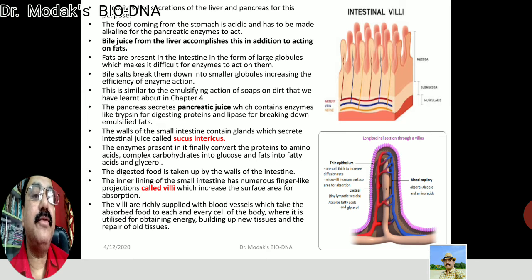And the blood vessels absorb the digested food material: glucose, amino acids, minerals, vitamins and all the water that is present in our stomach. So absorption of the food material is effectively done by the small intestine. The inner wall of the small intestine is made in such a way that it is thrown into a number of finger-like projections. They are called villi, and these villi selectively absorb the food material into the blood vessels.